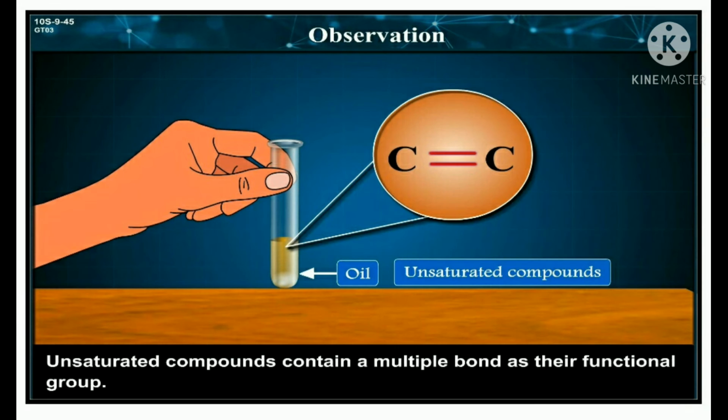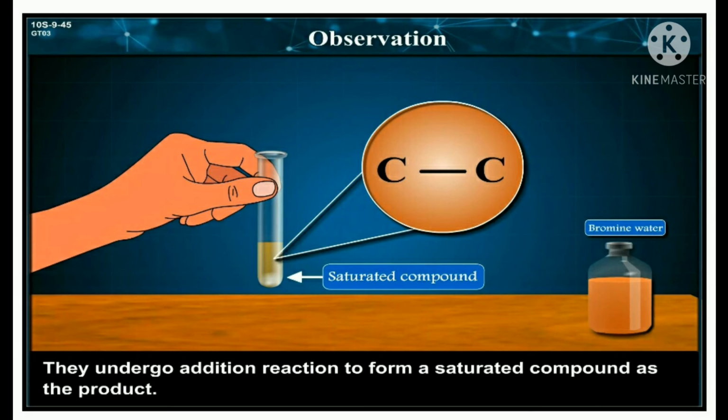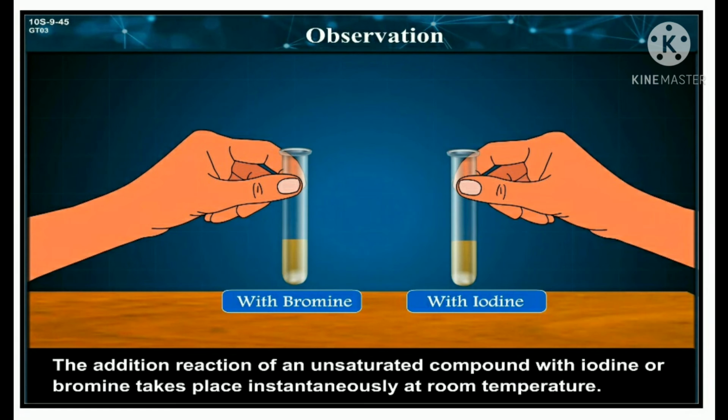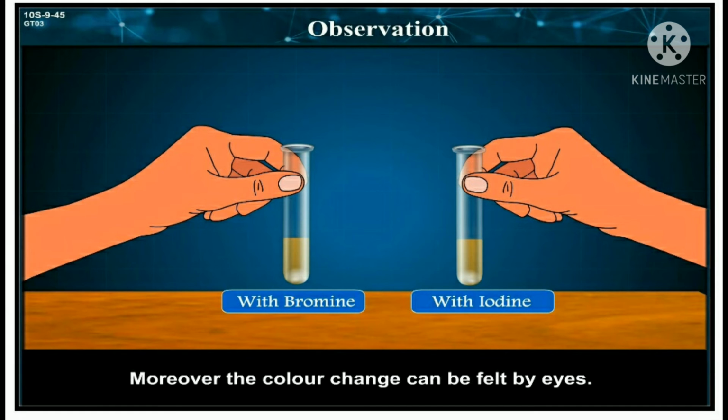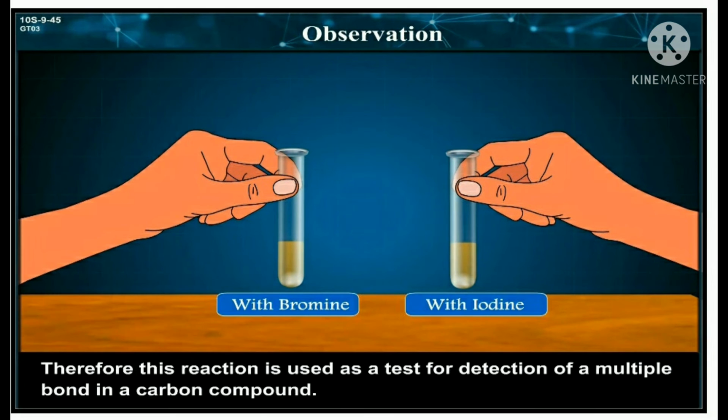Unsaturated compounds contain a multiple bond as their functional group. They undergo addition reaction to form a saturated compound as the product. The addition reaction of an unsaturated compound with iodine or bromine takes place instantly at room temperature. Moreover, the color change can be seen by eyes. Therefore, this reaction is used as a test for detection of multiple bond in a carbon compound.